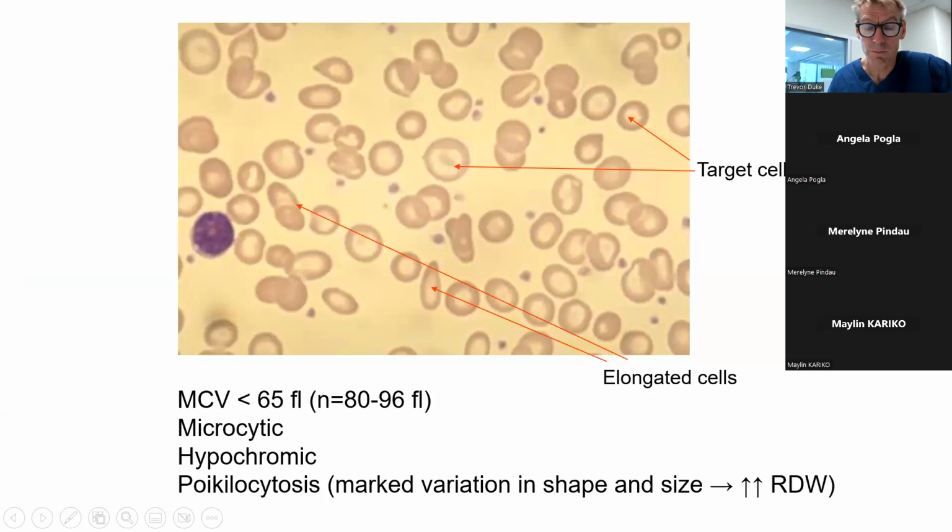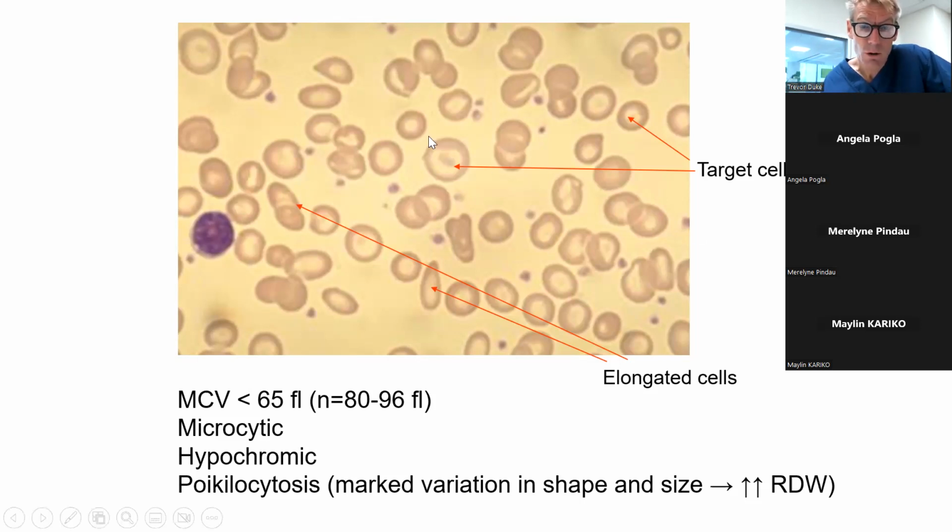This is the blood film of a child who's got iron deficiency anemia, and what you can see is that the red cells look very pale. I don't expect you to be looking too much at blood films, but it's good to know what the blood film looks like of a child who's got the commonest causes of anemia.